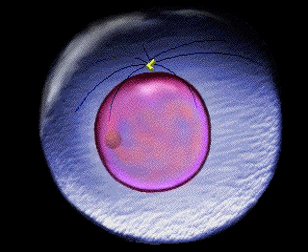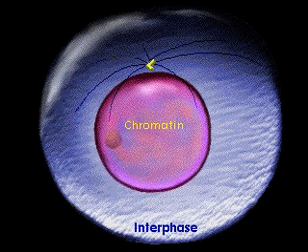This animation provides a general representation of an animal cell as it progresses through interphase, mitosis, and cytokinesis. In interphase, the chromatin in the nucleus is highly dispersed and individual chromosomes cannot be distinguished.